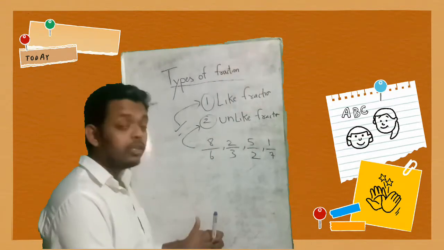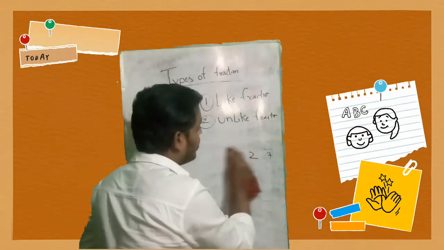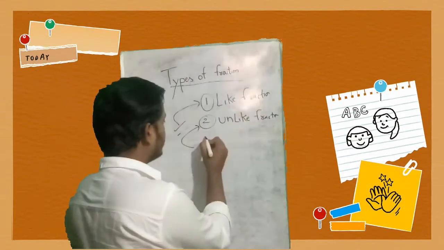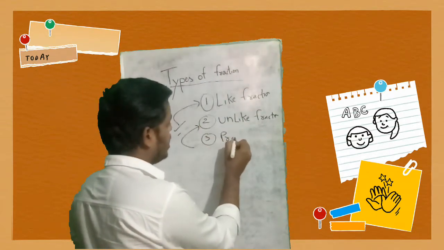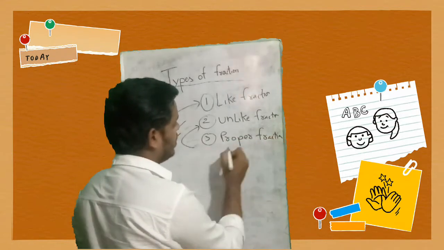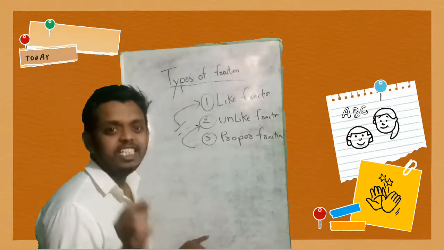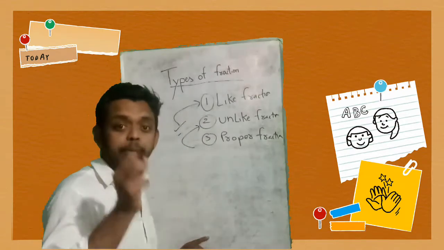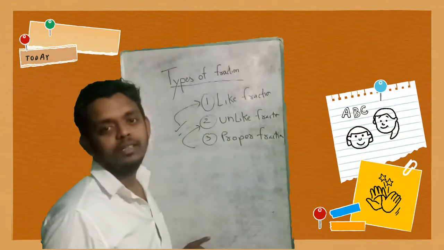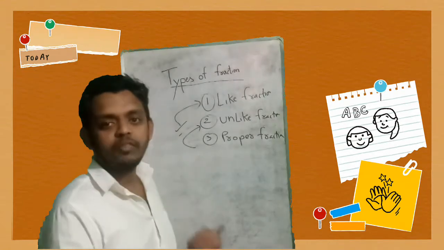Now, coming to the third category, that is proper fraction. What is a proper fraction? When the numerator is smaller than the denominator. Remember, when the numerator is smaller than the denominator, that particular type of fraction we name as a proper fraction.